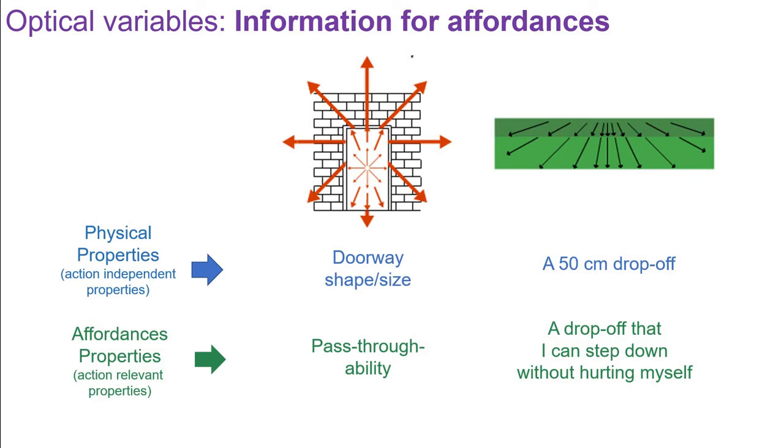The reason that action-relevant properties can be perceived is that optic flow information is scaled by the eye height of the perceiver. This means that the optic flow information will be different for a short person, for whom a 50 centimeter drop might need to be climbed down, as compared to a tall person who may be able to comfortably step down the upcoming drop-off.